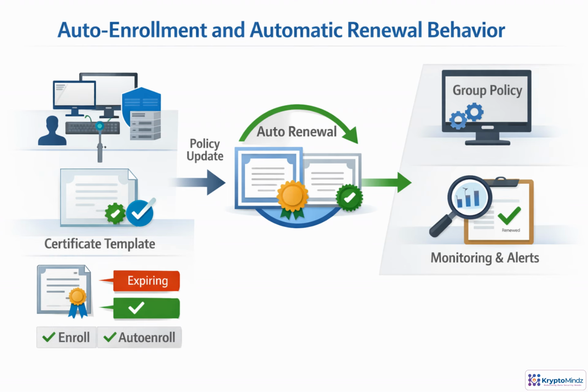Auto-enrollment runs as a background workflow. When group policy refreshes, the client evaluates its certificate templates. If a certificate is nearing expiry and the user or computer has enroll and auto-enroll permissions, the client automatically sends a renewal request to the enterprise CA and installs the new certificate. If any piece of that chain is misconfigured, renewal silently fails. That's why you still need monitoring and alerts to confirm certificates are actually being renewed.